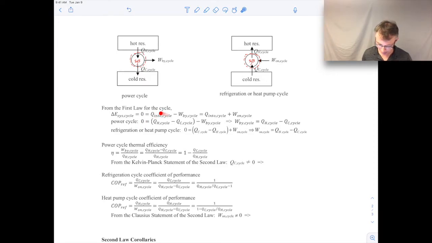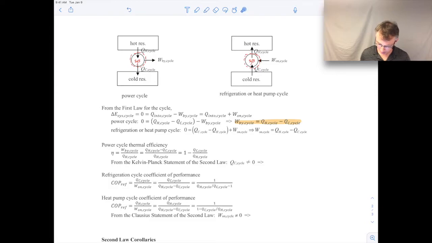The heat going into our system over the cycle would be the QH minus the QC, so that's right here, minus W by. So if we rearrange that, we'll get this expression. I'll highlight it in orange because we're going to refer back to it. So that just comes from the first law.